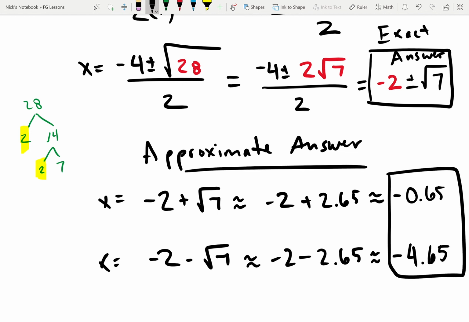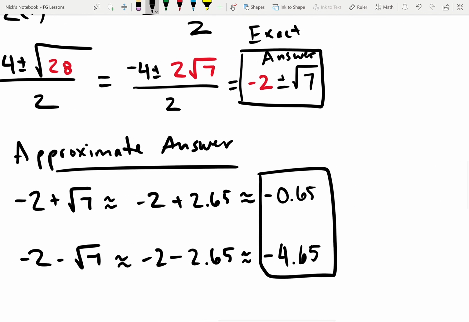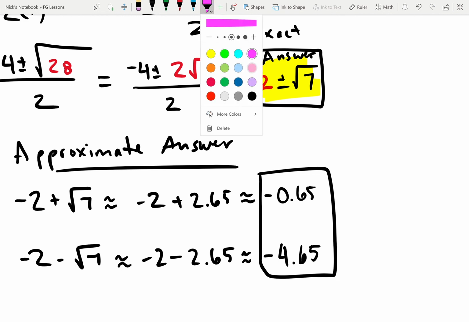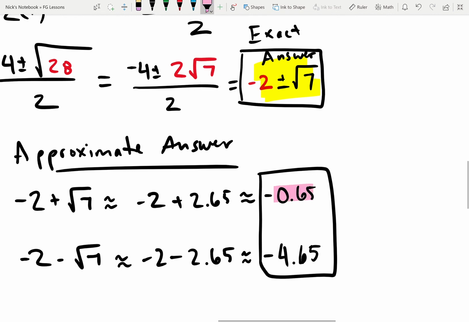So if on a test or a homework it says to give the exact answer, this is what we're looking for right here. And if it says to give an approximate answer, it's saying put it into your calculator and see what you get. Sorry about this: negative 2 plus 2.65 is actually a positive 0.65. There you go. Everything else should be good, and that was number 9.